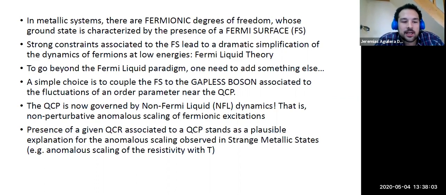So in the presence of such a quantum critical point, one would expect a quantum critical region, as I mentioned in the previous slide, displaying some non-Fermi liquid behavior, for example, in transport properties associated with these fermionic excitations, for example, in the resistivity. And that's why these models are so appealing, because they stand as a plausible explanation for the anomalous scaling in strange metallic states. So this is essentially one of the main motivations.